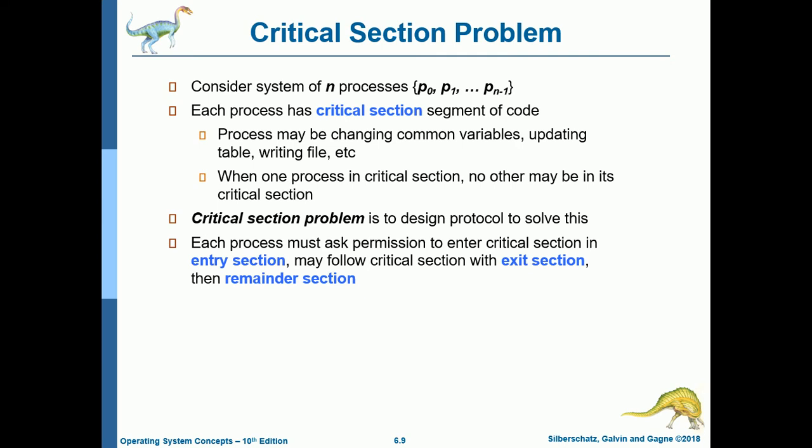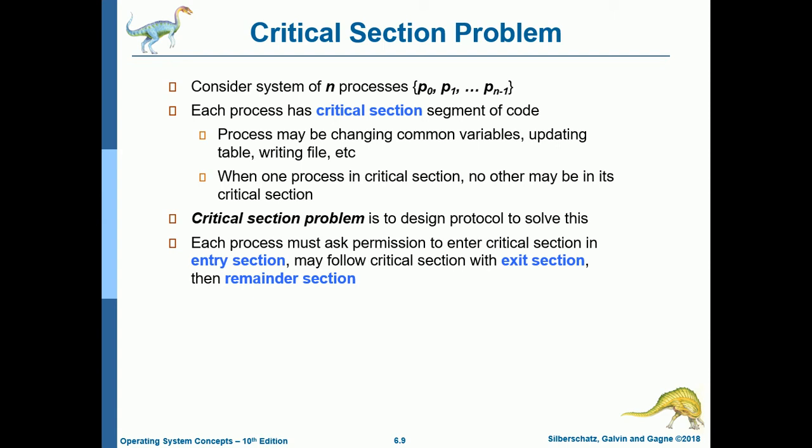So we have this critical section problem. Consider a system of n processes from P sub 0 until P sub n minus 1. Each process has a critical section segment of code. A process may be changing common variables, updating a table, writing a file, and others. So when one process is in its critical section, no other may be in its critical section. So the critical section problem is to design a protocol to solve this.